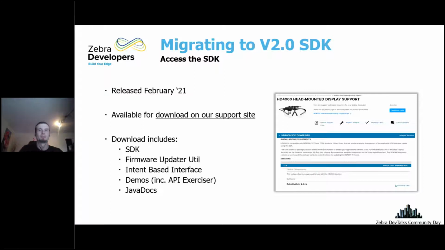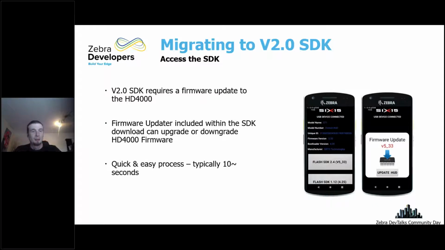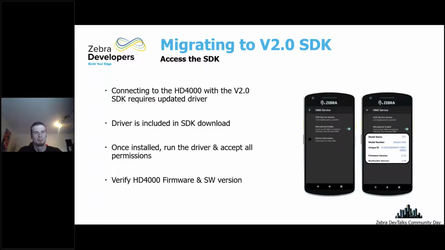Once we've downloaded the SDK, we need to make sure that the firmware is up to date on our HD4000. Essentially, we just need to install the firmware updater, which is included within the SDK download, and then we can use that APK to either upgrade or downgrade the firmware on the HD4000. It's a really quick and easy process. It typically takes about 10 seconds, and I will show you that in just a moment. Before I do, I just want to mention that you also need to install the 615 driver. This is essentially an application which manages the USB connection to the HD4000 and is what enables the APIs in the SDK.